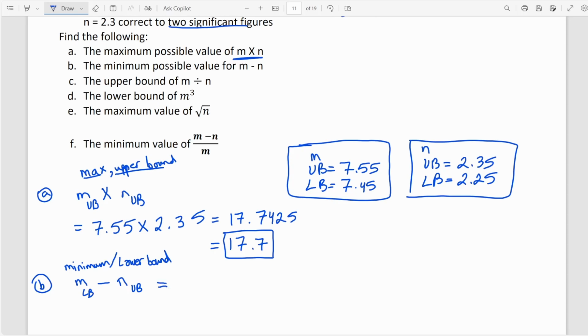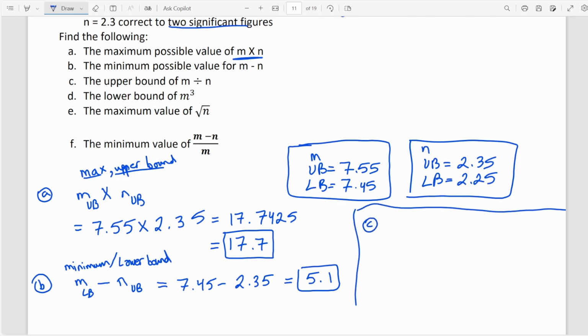So the lower bound for m, I can just get it right here. It's 7.45 minus the upper bound for n, which is 2.35. You can just plug those numbers into your calculator and we get the result as 5.1. So basically this is the minimum possible value that you can achieve from subtracting m minus n. And we achieved that by subtracting the lower bound of m minus the upper bound of n. Now for part C, I will be solving it right here because we have some space.